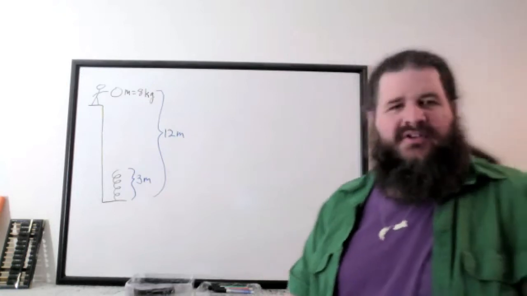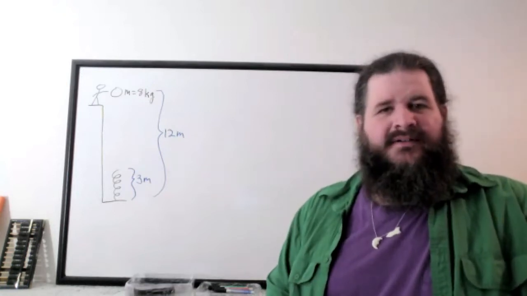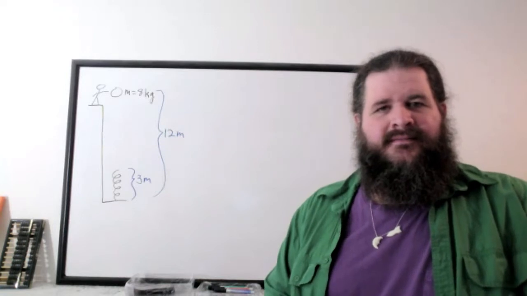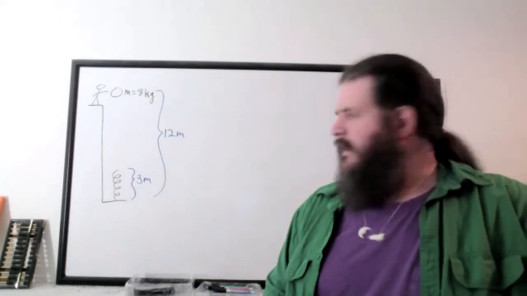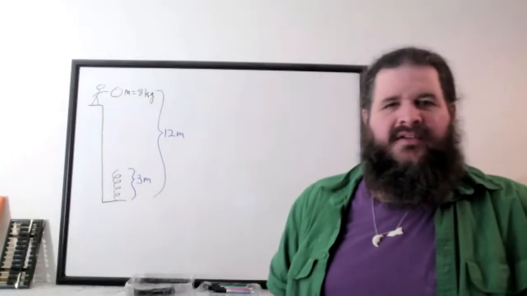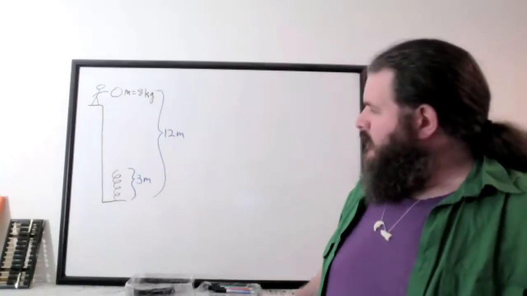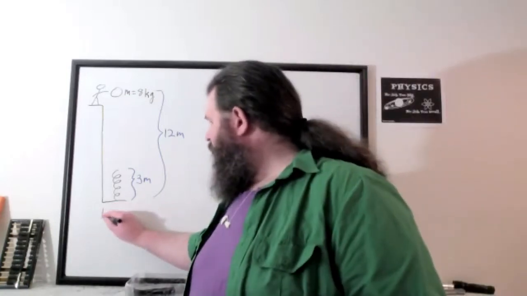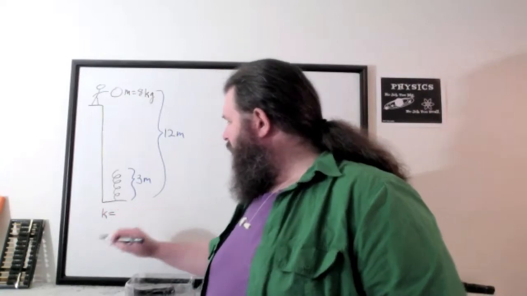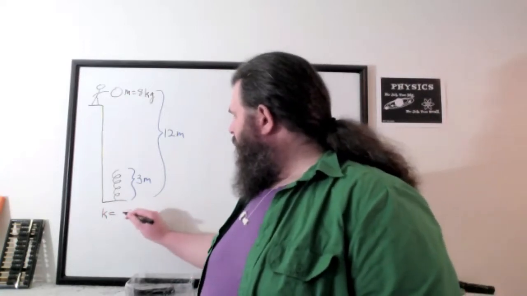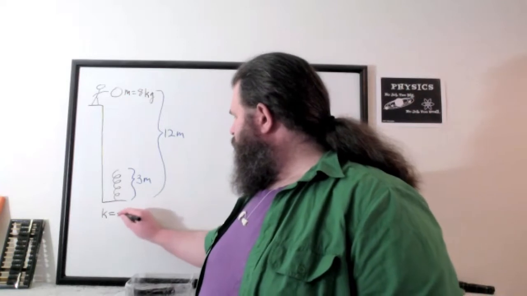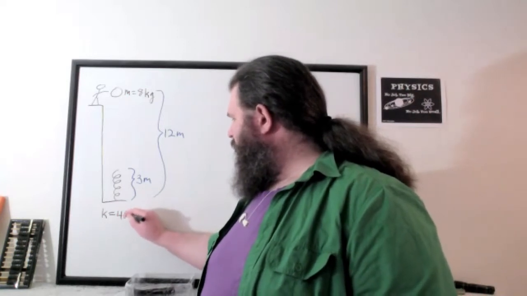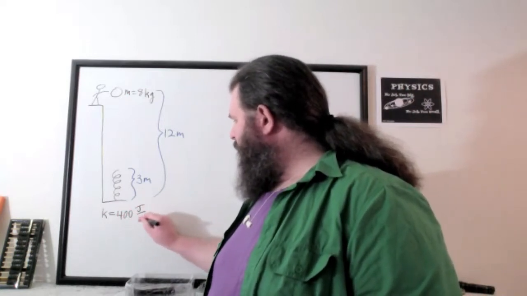And what other information do you think we're going to need to know about the situation? The K value for the spring? Yeah, we're going to want to know K, the spring constant, because that tells us how sturdy the spring is. So let's say we also know that. Let's say we know that the spring constant is maybe 400 joules per square meter.